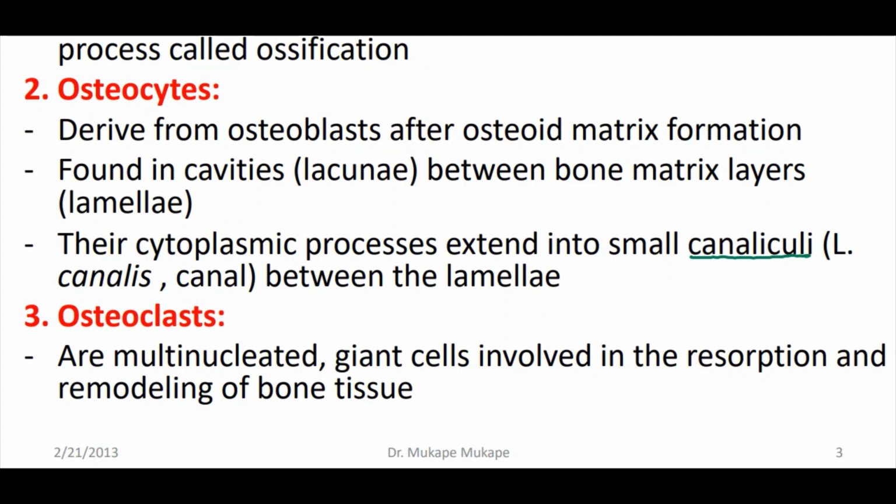Remodeling is where you break down bone so that you can maintain the architecture of bone. So the proper architecture of bone involves remodeling and formation. So the structure of the bone that we see is as a result of bone formation by the osteoblasts and bone remodeling by the osteoclasts.